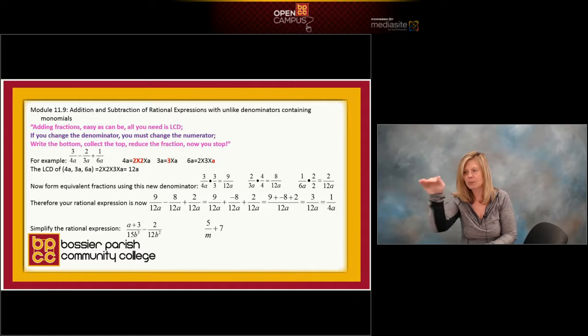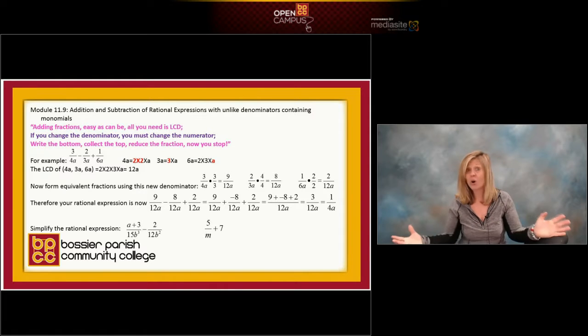But remember that fraction bar means division, and 3 and 12 could both be divided by the greatest common factor, 3. So 3 divided by 3 is 1, and 12a divided by 3 is 4a. And that expression becomes 1 over 4a. So I followed my song. Adding fractions easy as can be, all you need is an LCD. I found my LCD, 12a. If you change the denominator, you must change the numerators. I did that. Every fraction got a new denominator of 12a, so every fraction got a new numerator. Then I wrote the bottom 12a, I collected the numerators, and then I reduced. That's all there is to it.